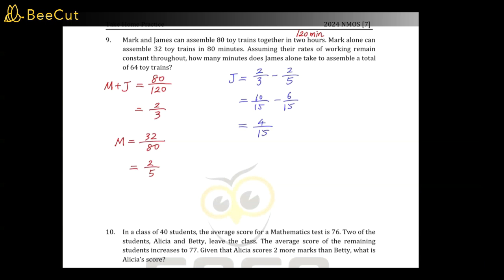So how many minutes does James take to assemble a total of 64 toy trains? So 64 divided by the rate of James, 4 over 15. This equals 64 times 15 over 4. Cancel the common factors. 64 divided by 4 is 16. So 16 times 15. The answer is 240.